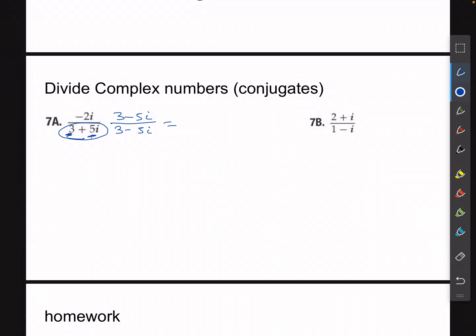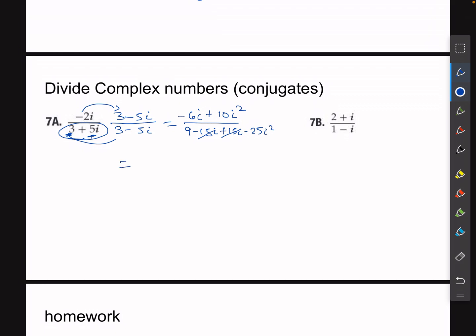Okay, so when I do this, let's multiply this out. I get negative 6i plus, it'll be 2 times 5, negative 2 times negative 5 is plus 10i squared. So it'll be plus 10i squared over, we'll simplify that soon. Then we FOIL this out. We get 9 minus 15i plus 15i. Those go away. That's the whole goal. And then 5 times negative 5 is minus 25i squared.